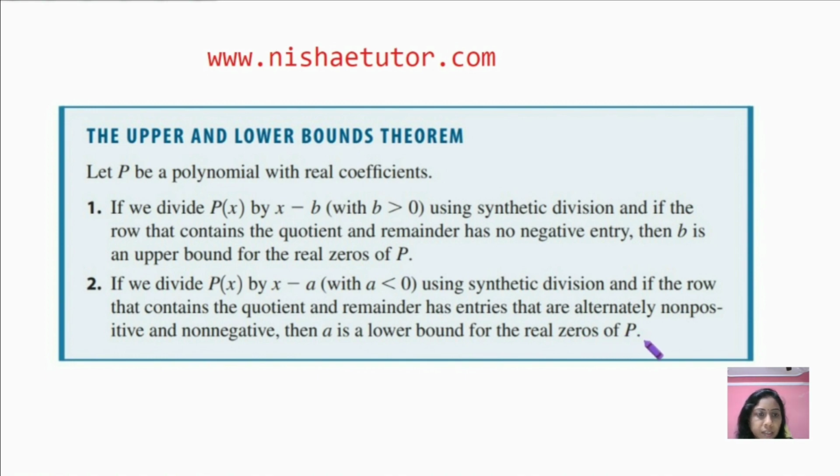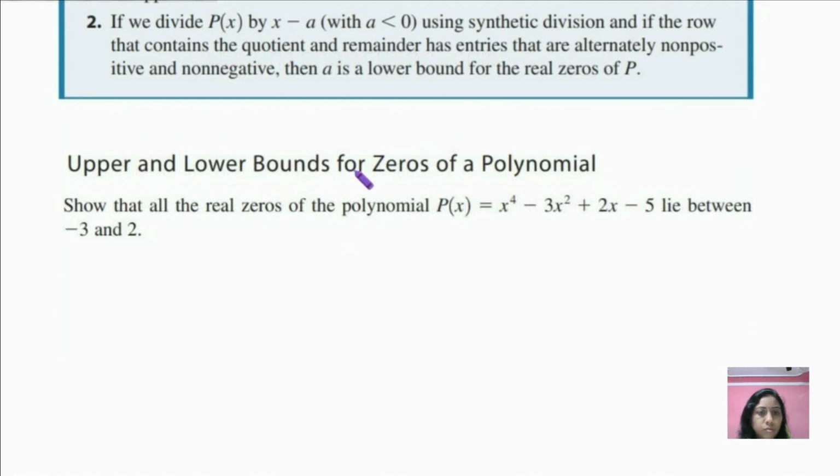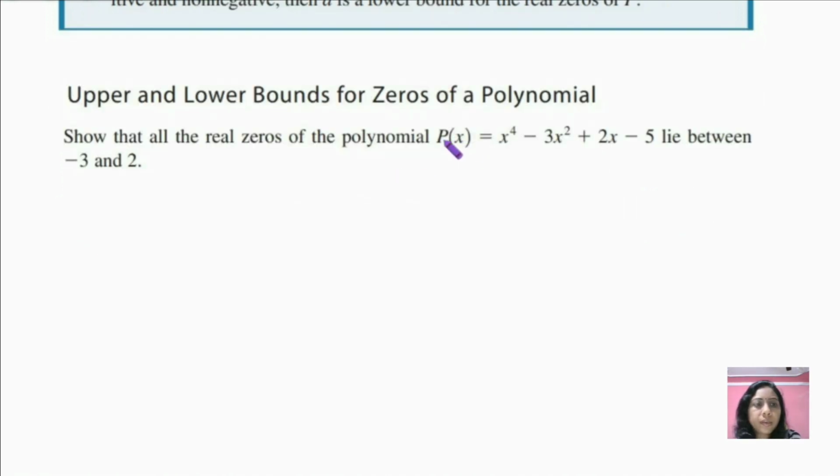I'm explaining with an example. Upper and lower bounds for zeros of a polynomial: show that all the zeros of the polynomial P(x) lie between minus 3 and 2. So we divide P(x) by x plus 3 and x minus 2. We will use the synthetic division method.